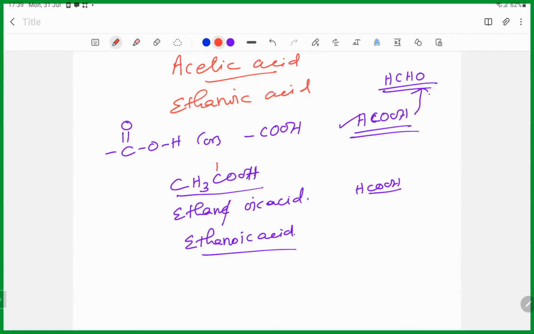Wherever the COOH is, always that is position one, no matter where or how you choose the branching. So the COOH will be first. Understood? So acetic acid is known as ethanoic acid.